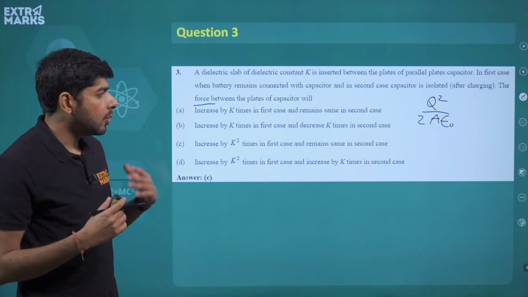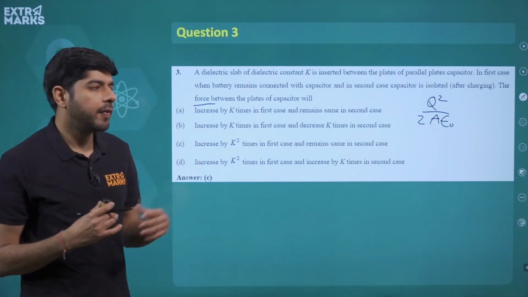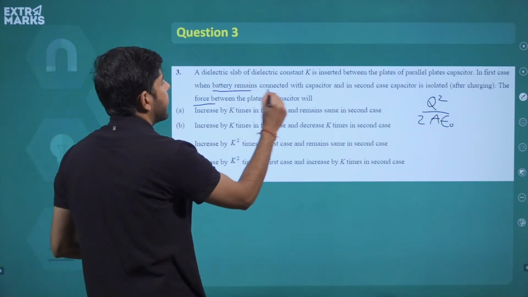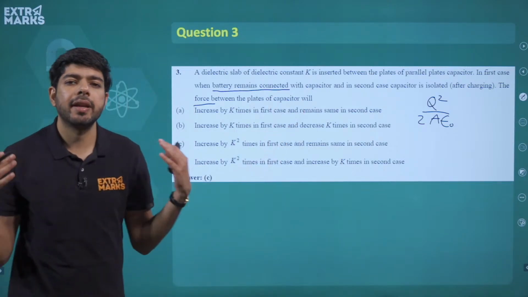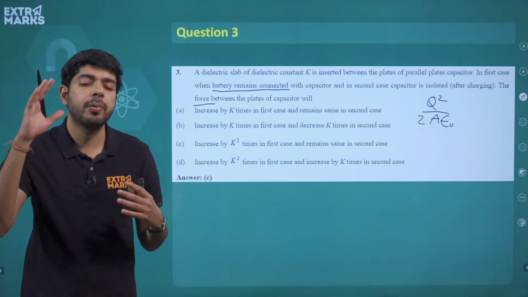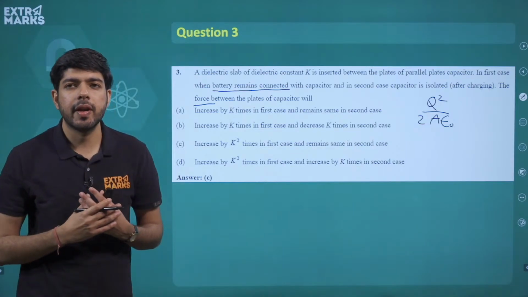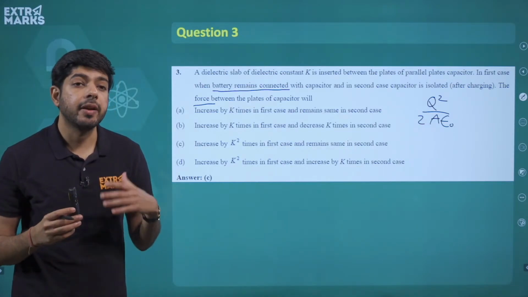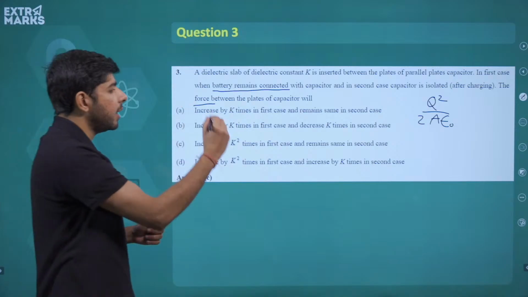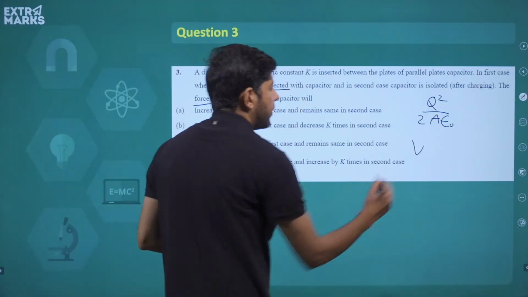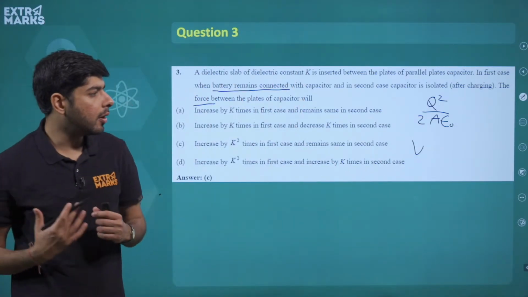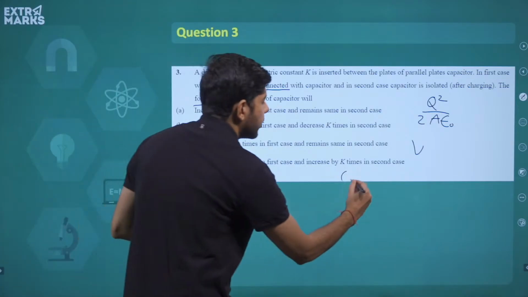Okay, so there are 2 cases. In the first case, what is happening? The battery is connected. Guys, what happens when the battery is connected? It means the potential is going to be constant, and that is the potential of the battery V. So in the first case, the potential of the battery is going to be constant, and guys, we know that Q equals CV.